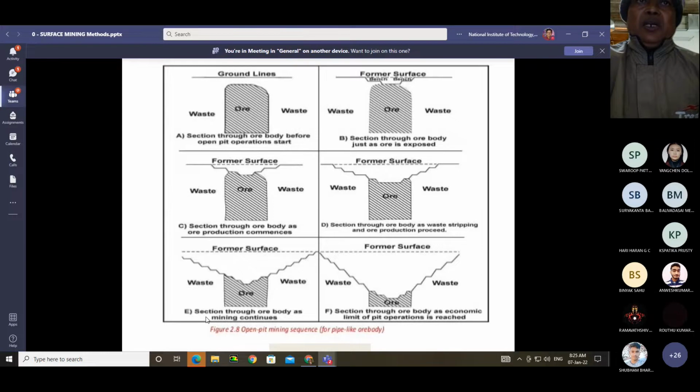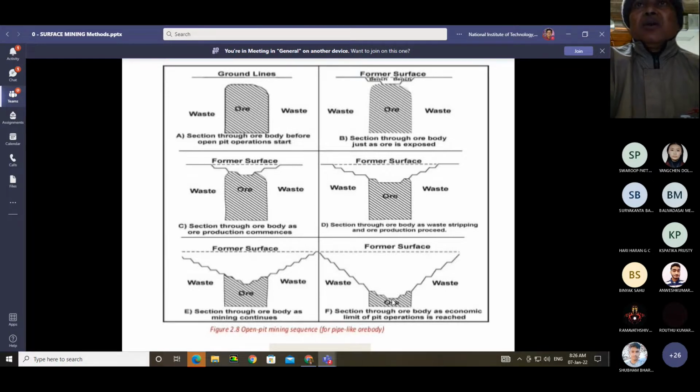Then section E through ore body, as mining continues. So you go like this till you get more mineral, and section F through ore body, as the economic limit of pit operations is reached. So you go on mining till this point and get the minerals, and after this you cannot go further because the open pit has reached its final pit limit. It has gone up to this depth.